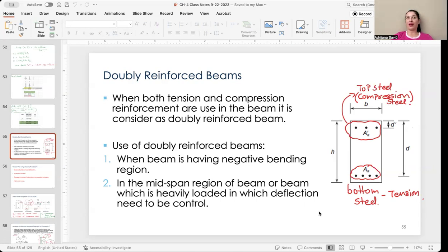Usually we have this type of cross section when the beam has a negative bending region and in the mid-span region of the beam, or a beam which is heavily loaded and in which deflection needs to be in control. So we have a cross-section with B as width and H as height. At the bottom the cross-section has tension steel and the top has compression steel.